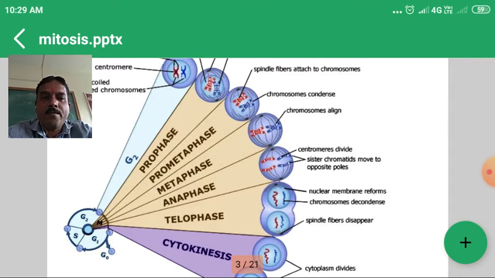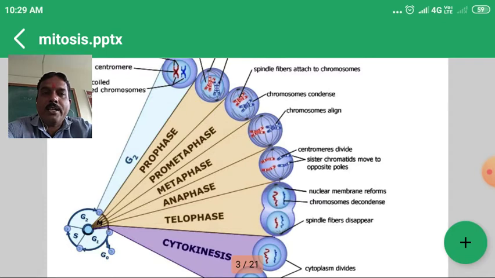Then in the case of prometaphase, that is the initial one, spindle fiber formation takes place. In metaphase, after the spindle fiber formation takes place, the centromeres are attached to the thread-like structures. Then in anaphase, division of the centromere takes place, and once the centromere divides, it leads to the movement of identical groups of chromatids to the opposite sides.